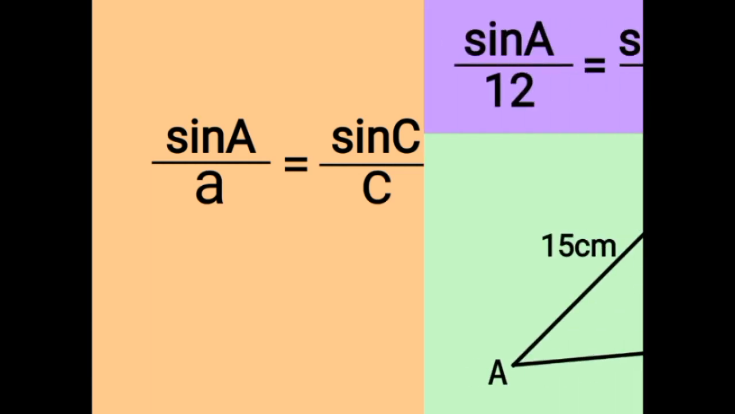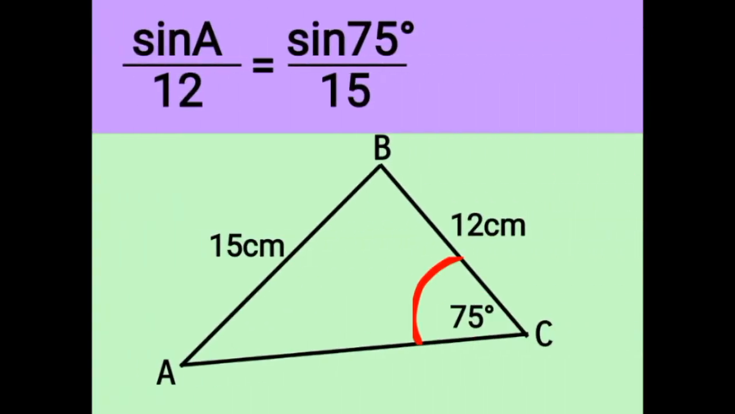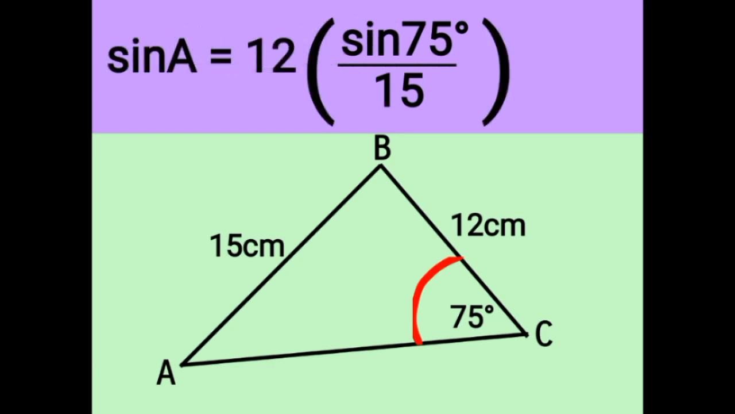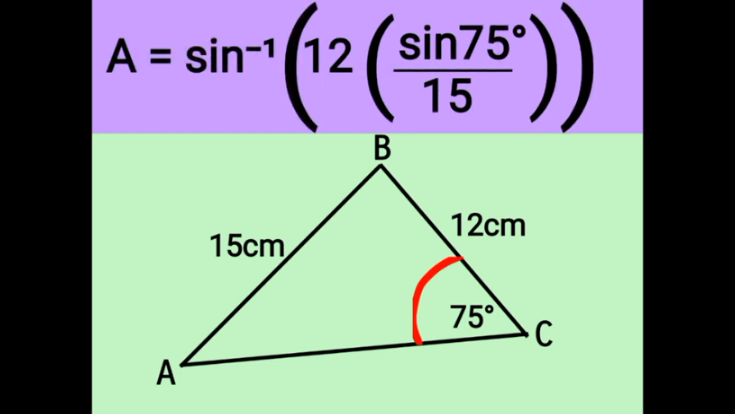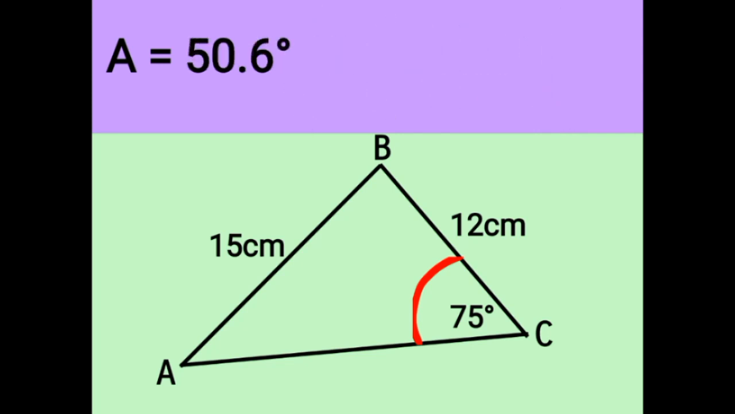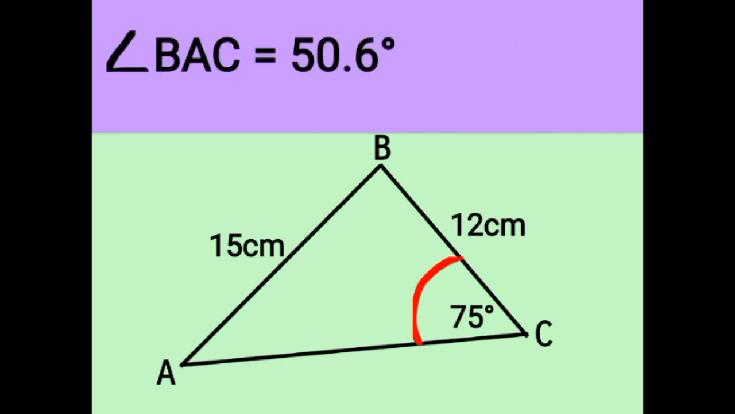Here, we can use the formula sin A over a equals sin C over c to find the angle A. Then sin A over 12 equals sin 75 degrees over 15. Sin A equals 12 times sin 75 degrees over 15. Taking the inverse of sin gives us A equals sin inverse of 12 times sin 75 degrees over 15. A equals 50.6 degrees. So, the size of the angle BAC is 50.6 degrees.